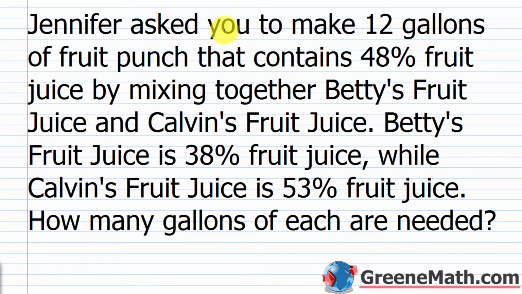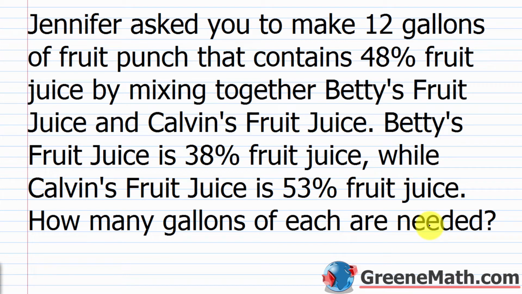So Jennifer asked you to make 12 gallons of fruit punch that contains 48% fruit juice by mixing together Betty's fruit juice and Calvin's fruit juice. Now, Betty's fruit juice is 38% fruit juice, while Calvin's fruit juice is 53% fruit juice. How many gallons of each are needed?